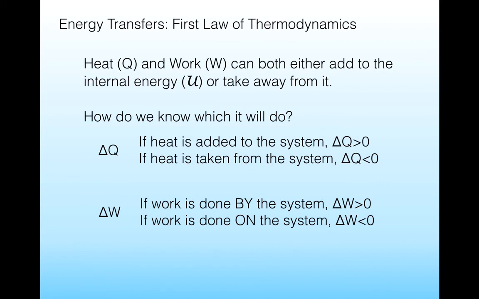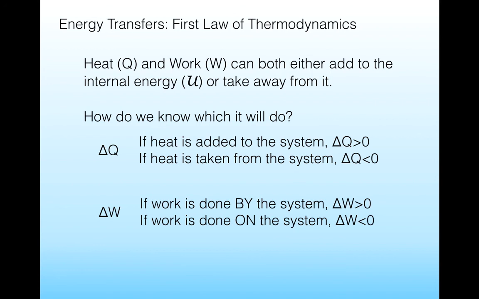So putting all of this together, we can see that you have a variety of energy transfers that can change the amount of energy you have in your system. In particular, you can have a change in the heat. You can have a heat transfer or you can do work. And either one of these can either add energy to the system or take it away. How do we know which one will do which? If we add heat to a system, so the change in Q is greater than 0, then we must be adding energy to the system. If heat is taken away from the system, then the change in Q is less than 0, and we will be losing energy from the system.